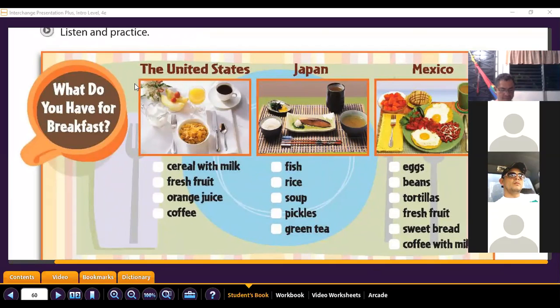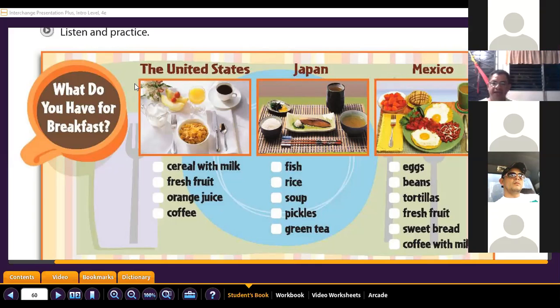Okay, let's see. The United States. Cereal with milk. Fresh fruit. Orange juice. Coffee. Japan. Fish. Rice. Soup. Pickles. Green tea. Mexico. Eggs. Beans. Tortillas. Fresh fruit. Sweet bread. Coffee with milk.